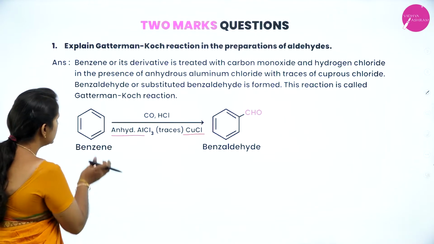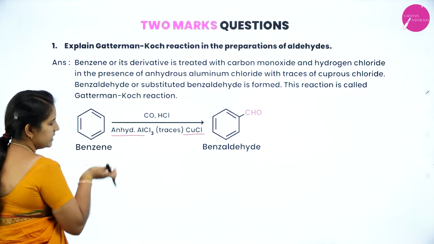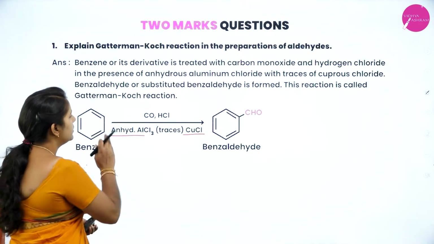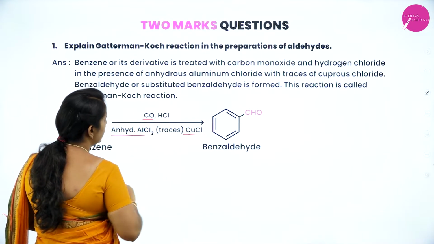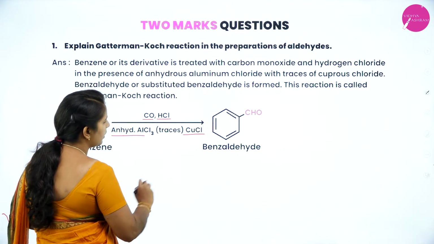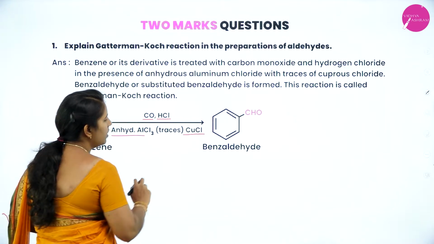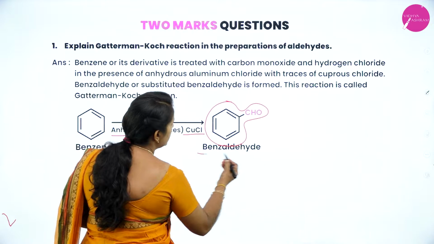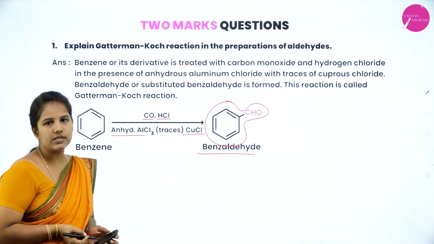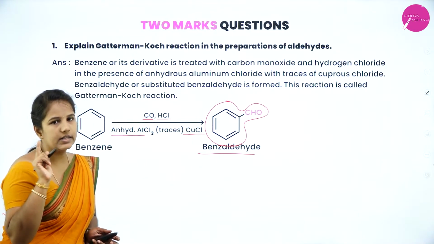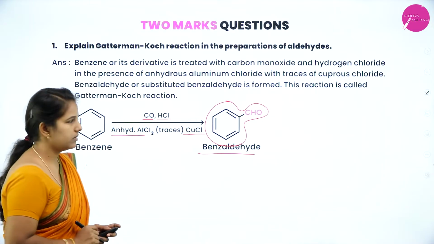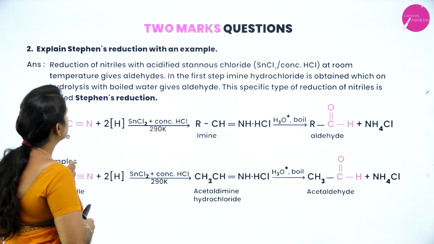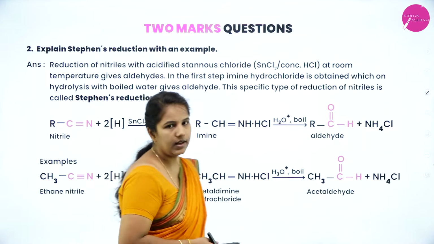Gattermann-Koch reaction. So we are taking benzene and its derivatives, which we are going to treat with carbon monoxide and HCl in the presence of anhydrous aluminum chloride and cuprous chloride. We get a benzene with the aldehyde group substituted, and it is named as what? Benzaldehyde, and it is a preparation of aldehydes. Okay, next. Explain Stephen reduction with an example.